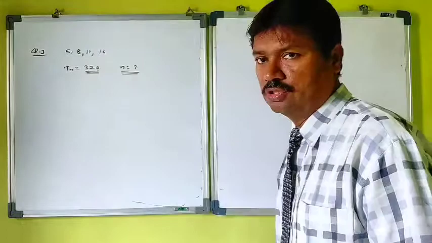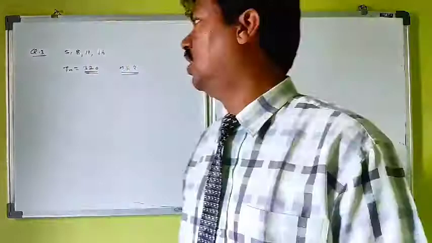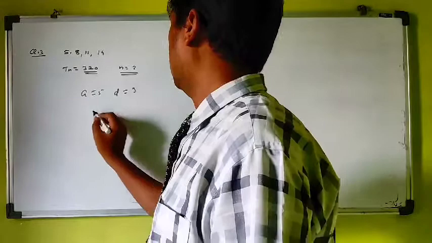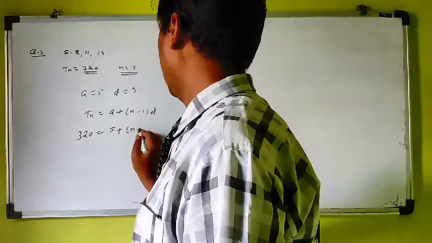Now it is clear that the difference between the two terms is constant, that is 3, so it is an arithmetic progression. Here the first term, a, is equal to 5, and the common difference, d, is equal to 3. So we know that Tn is equal to a plus (n minus 1)d. The value of Tn is already given as 320, a is given as 5, we want to calculate n, and d is 3.